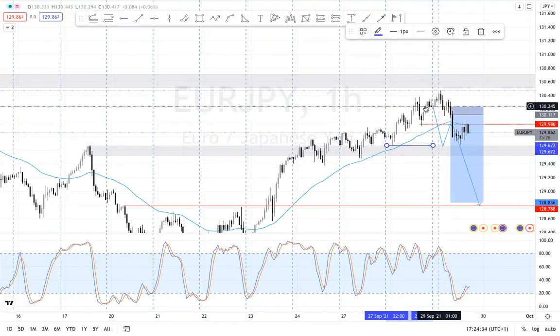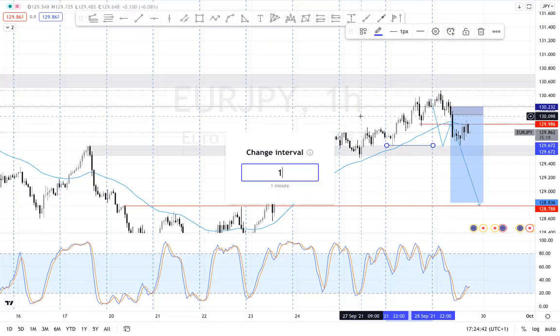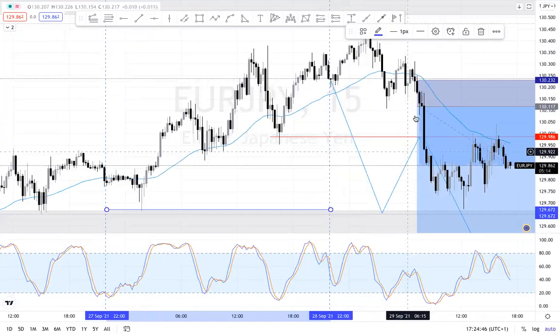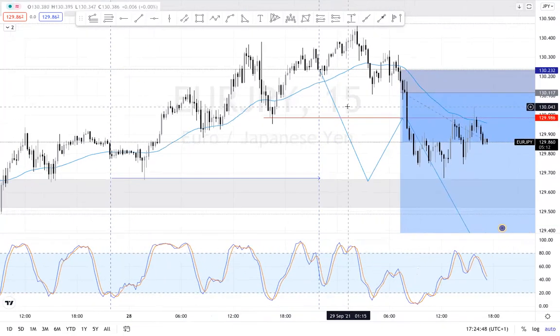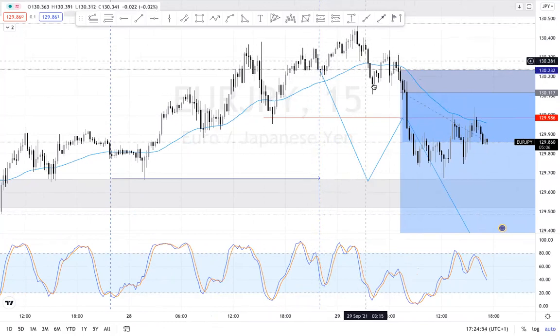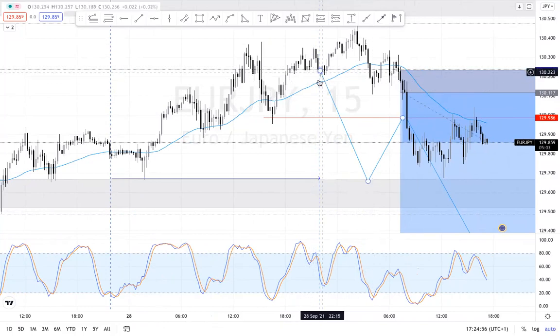Why? Because this structure was taken out, no matter how small. It was a structure that was violated. If I go down to the 15 minutes, you see clearly that the structure was violated. You can see it here. The structure here was taken out and price dipped in. Why the structure is relevant is because it took out this high.